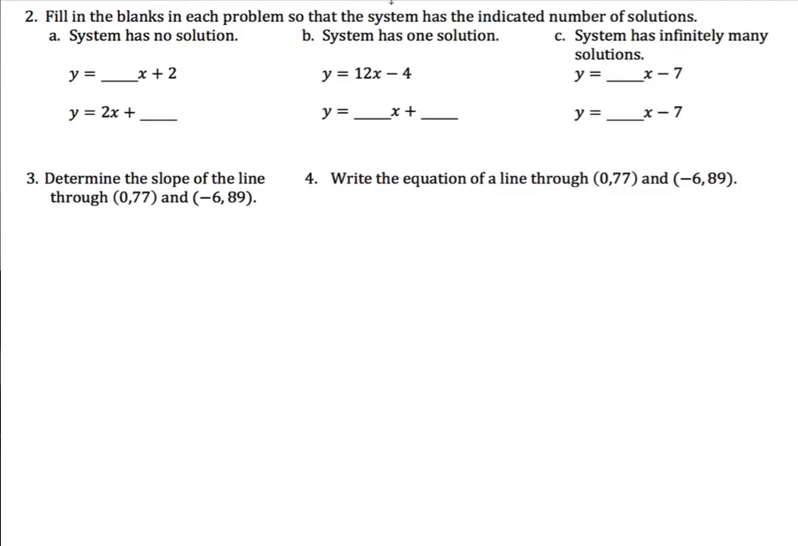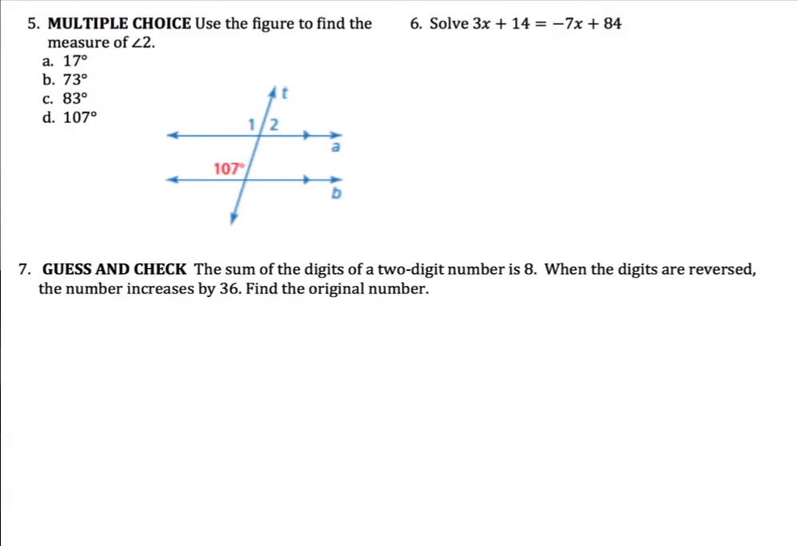Number 2, fill in the blanks in each problem so the system has the indicated number of solutions. You're going to have a problem like this on the test, by the way, where you have to fill in the blanks. If we want it to have no solution, remember, no solution, the slopes are the same, but the y-intercepts have to be different. For one solution, the slopes just have to be different, and for infinitely many, they have to be the exact same equation. Number 3, find the slope of the line through those 2 points, and then you're going to find the equation of the line through those same 2 points. So the answer to part 3 is going to help you on part 4.